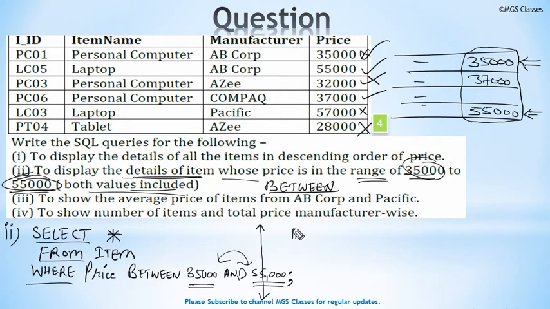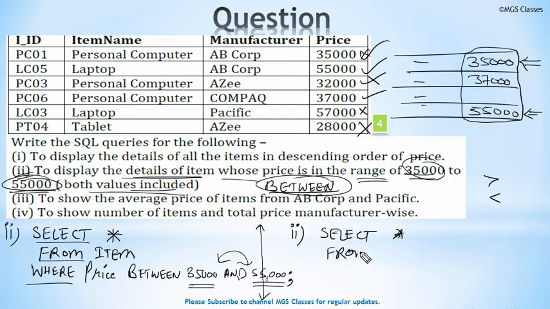Now we are going to solve it in another way. If you don't know the between keyword or between operator, then you can also solve it in some other way, using the greater than and less than symbols. So how will you solve it? Select, then star you need to write because we want to display all the items.